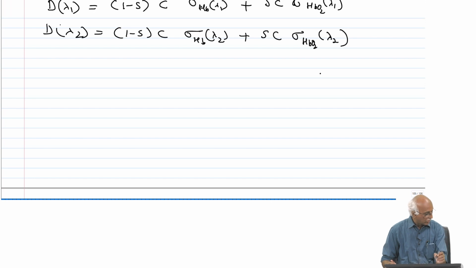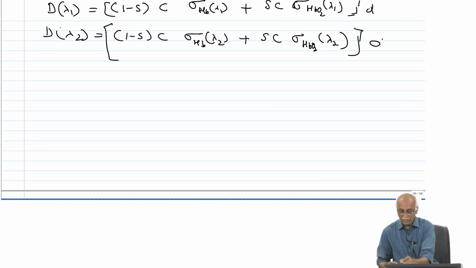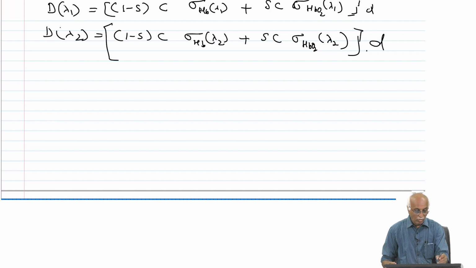So, this is what we can estimate. Sorry, overall it will be multiplied by the density, sorry, the path length, will come. So from this, we can simplify this mathematical equation.